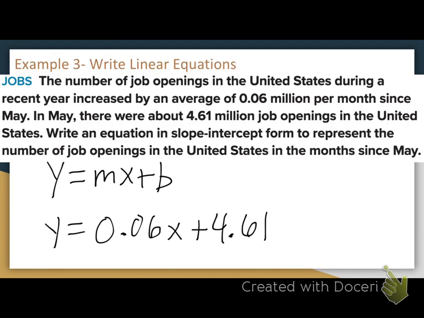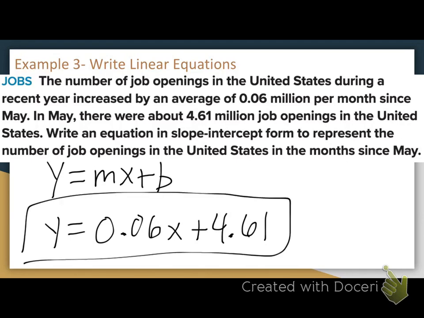So I should be able to plug in 0 for this and get 4.61 for my y. 0.06 times 0 is 0. 0 plus 4.61 is 4.61. So that comes out to be (0, 4.61) for my ordered pair for my y-intercept. And that's my initial starting point. So I know that that's my y-intercept. There's my equation. You okay with example 3?